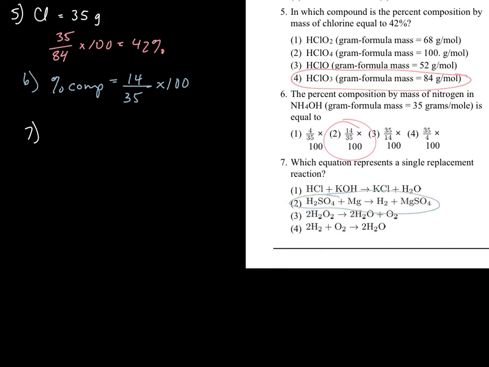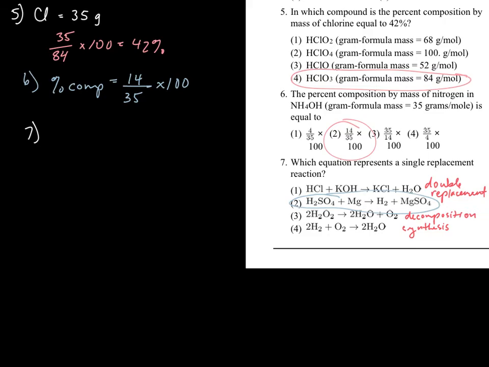Now I'm going to label these other reactions. Number 1 shows a swap, like a partner swap, so that's a double replacement. Number 3 is a decomposition. And then number 4 is a synthesis reaction. So decomposition meaning one breaks down into multiple substances, and synthesis is taking multiple substances, combining them into a single substance.